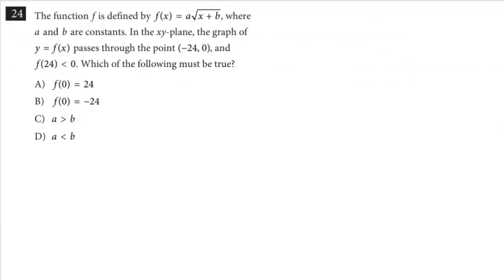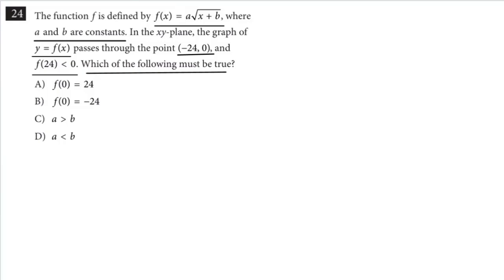Question 24. The function is defined by f of x equals a square root of x plus b, where a and b are constants. In the xy plane, the graph of y equals f of x passes through the point -24, 0, and this is a condition given, f of 24. If you substitute x to be 24, it's a negative number. Which of the following must be true? So this is those true false kind of questions. Right now I can't say anything about the options. I need to check these conditions, this coordinate and this condition.